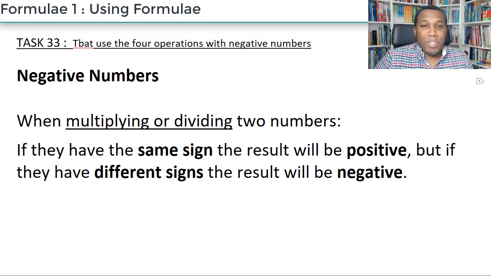Let's start with a review of negative numbers. The key idea: when you're multiplying or dividing two numbers, if the signs are the same, the answer is going to be positive. If the signs are different, the answer is going to be negative. Really, really important idea. If the signs are the same, the answer is positive. If the signs are different, the answer is going to be negative.